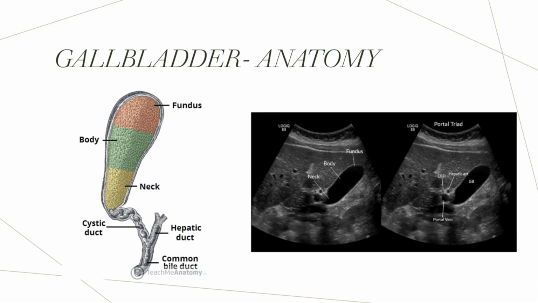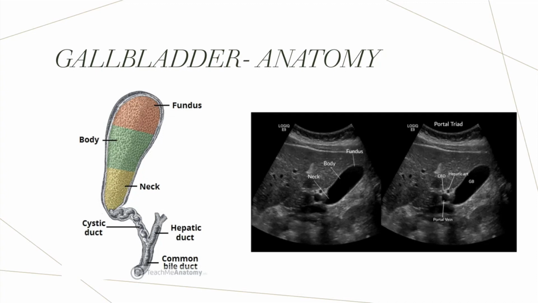We have our marker to the left of the screen. Then as we go down, we start to see some structures. To the left, we have an isoechoic structure. This is representing our liver. And then we see an anechoic structure to the right of the screen. This is our gallbladder. Like our illustration to the left, we see the fundus, body, neck.